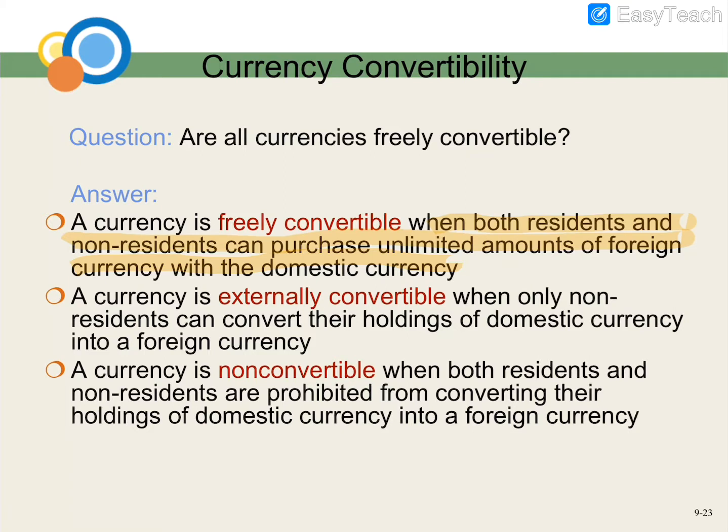Then we have externally convertible. A currency is externally convertible when only non-residents can convert their holdings of domestic currency into foreign currency. Then we have non-convertible currency, when both residents and non-residents are prohibited from converting their holdings of domestic currency into foreign currency.